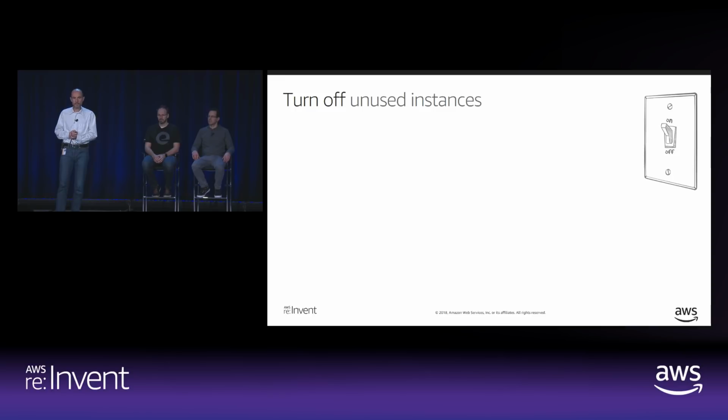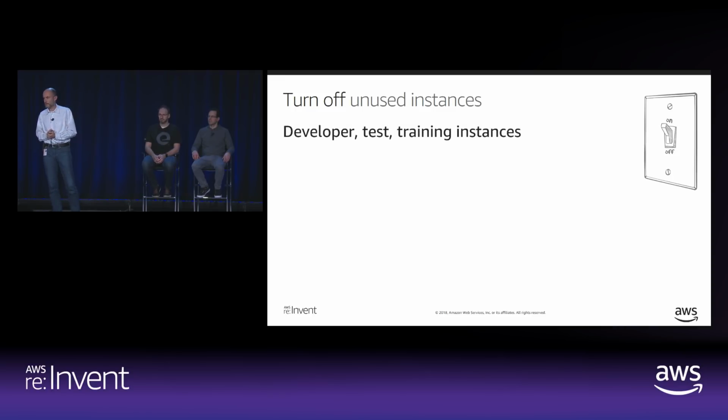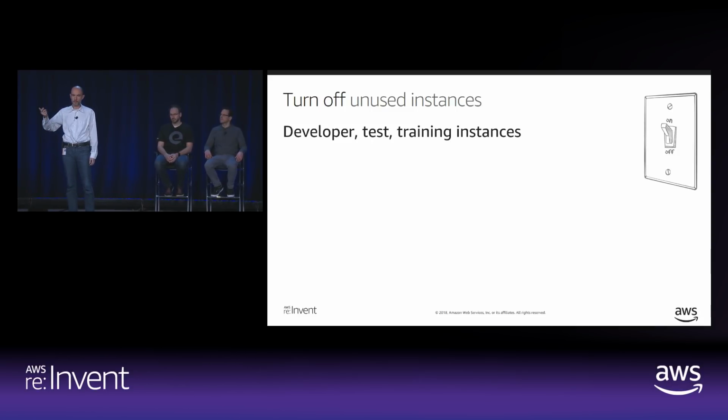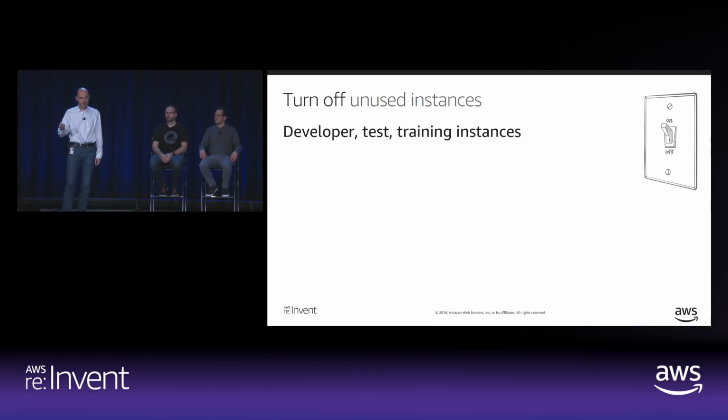Those unused instances could be developer instances, it could be test instances, could be training instances, and think about it. You start a test instance, you test something, you're fine, and then you go about your work, and you forget about the test instance. Very easy to do. Or maybe you're running a training and don't shut down the instances because you might need them tomorrow, and then those instances are running. So try to remind yourself of turning off those unused instances.